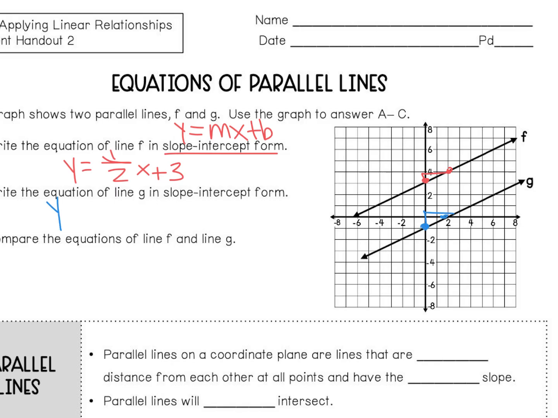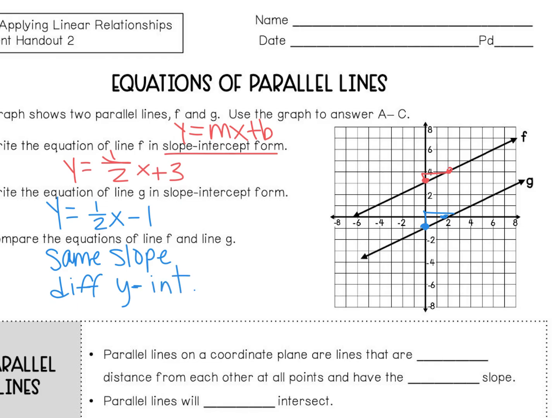y equals 1 over 2x minus 1. Compare these. What do you notice? Ooh, yes, they have the same slope, different y-intercepts. Okay. Do you think one or both of those is what makes this parallel? I don't know. That's what we're going to talk about today.